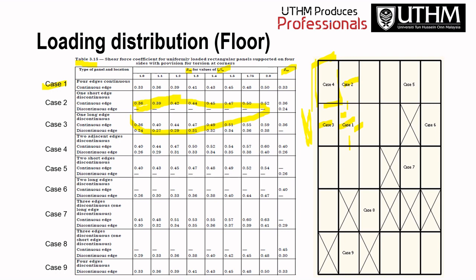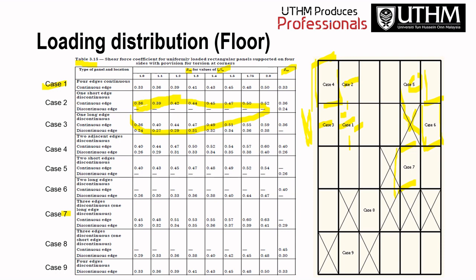Case 5 is 2 short edges discontinuous. Here you can see there is no slab, so the 2 short edges are discontinuous, but the long edges are continuous. Case 6 is 2 long edges discontinuous, but the 2 short edges are continuous. Case 7 is 3 edges discontinuous, and only one long edge is continuous.